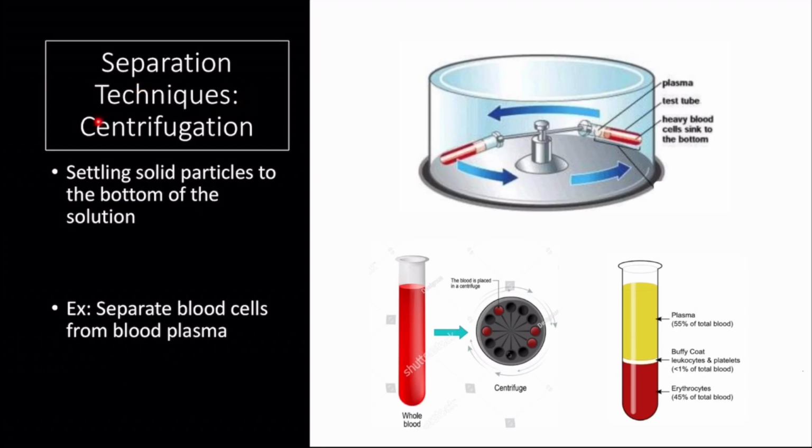The next separation technique is centrifugation. We can use centrifugation to settle solid particles to the bottom of a solution by spinning it at pretty high speeds. For example, we can separate blood cells from blood plasma. In this figure, we have a sample of whole blood, and we can place it in one of the slots of the centrifugation machine. We have to also put another sample of similar mass in opposite direction to the first sample so that it can counterbalance the machine. In a similar way, we can put more pairs of samples.